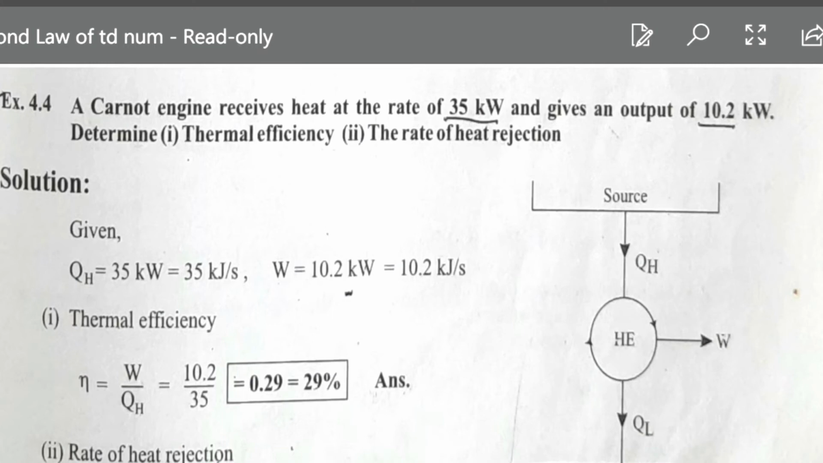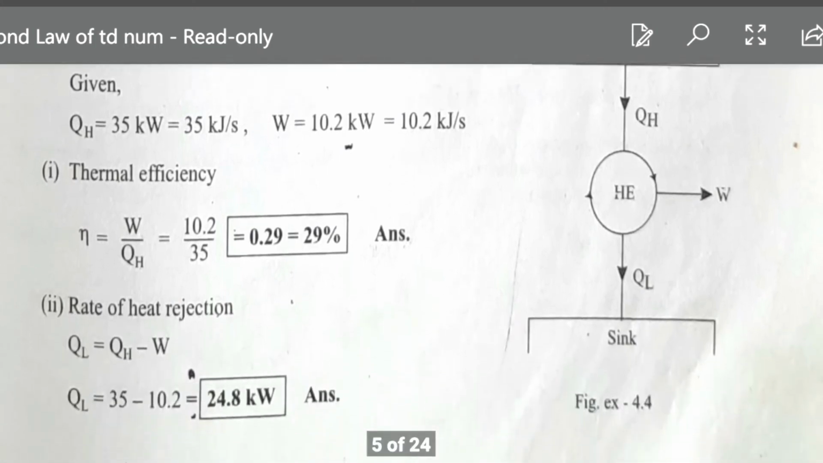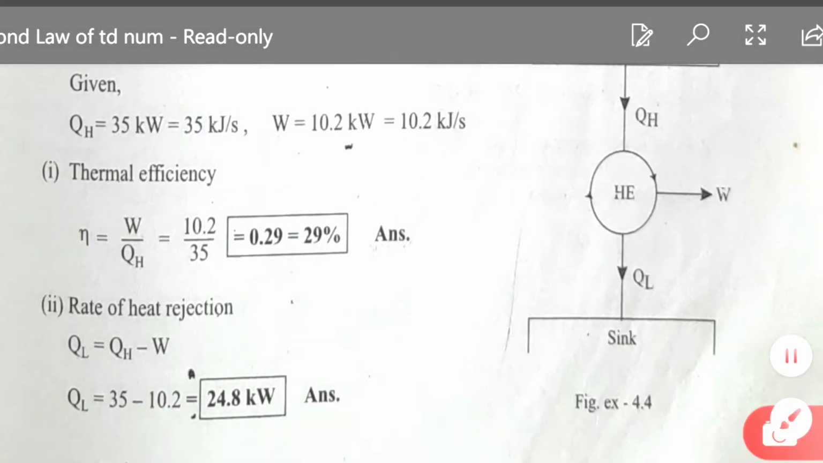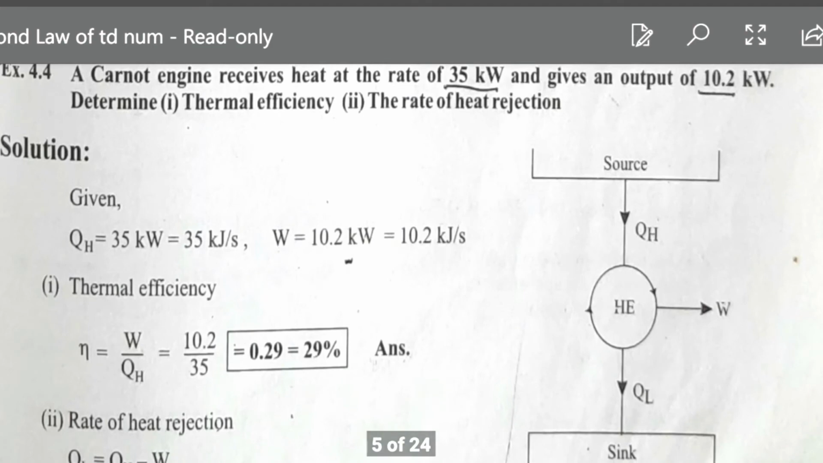Okay, so given data is QH equal to 35 kilowatt, that is 35 kilojoule per second, and W equal to 10.2 kilowatt, that is equal to 10.2 kilojoule per second. Okay, now determine thermal efficiency and rate of heat rejection. Now we can see in figure, this is figure of heat engine.